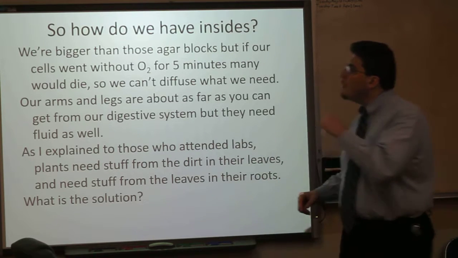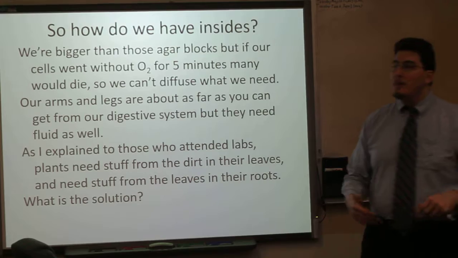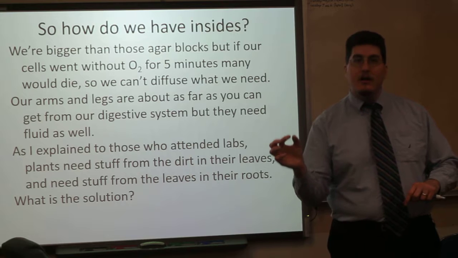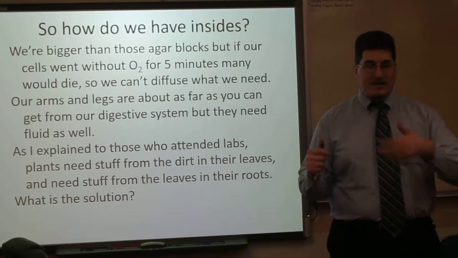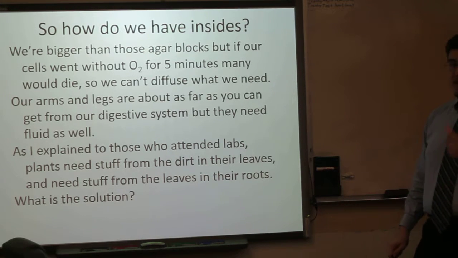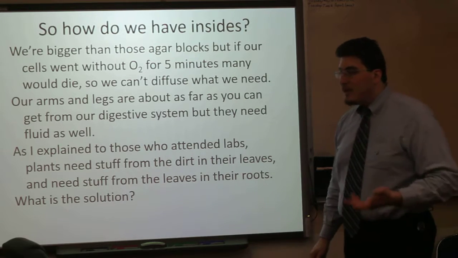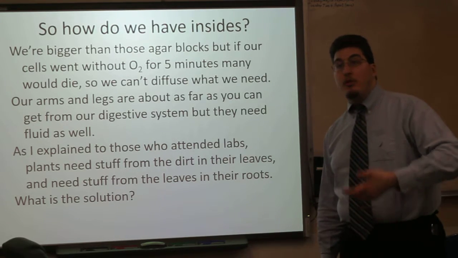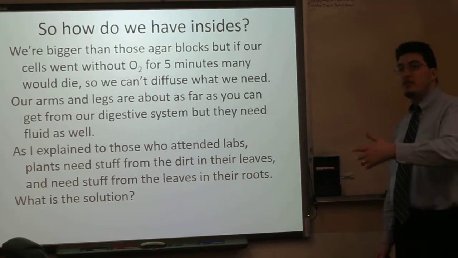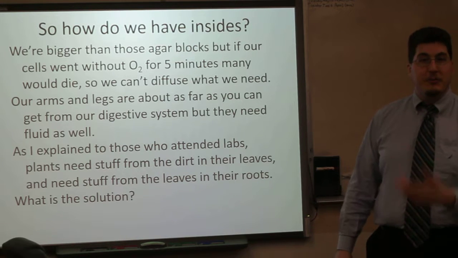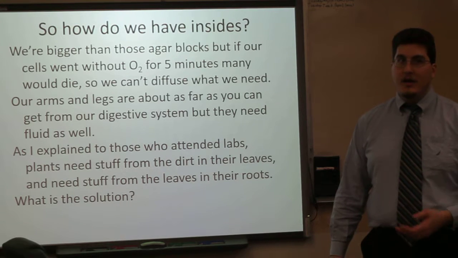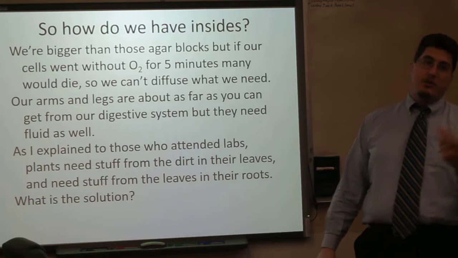So effectively, how do we have an inside at all? Because last I checked, we are quite a bit bigger than a single cell. We are quite a bit bigger than but a single micrometer. If our cells went without oxygen for 5 minutes, many of our cells would die. Our brains would die within 30 seconds. So we can't diffuse what we need. We certainly would not have our mitochondria be able to produce ATP without oxygen, and that's first, second, and third rule of what they do. That's why they do Rule 3 at all, so, you know.